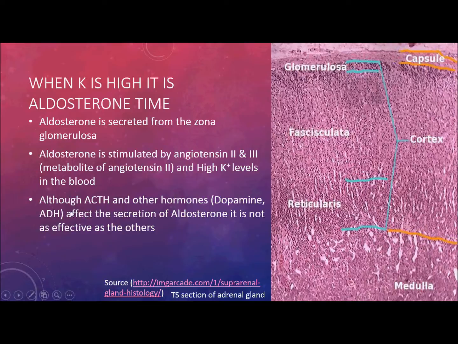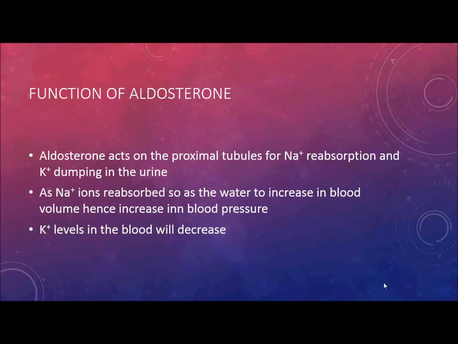Although ACTH and other hormones such as dopamine and antidiuretic hormone affect the secretion of aldosterone, they are not the main effectors like the other two that we have mentioned above. In the proximal tubules, sodium ions are reabsorbed, and thus water is absorbed with it, and it also stimulates the potassium dumping in the urine.